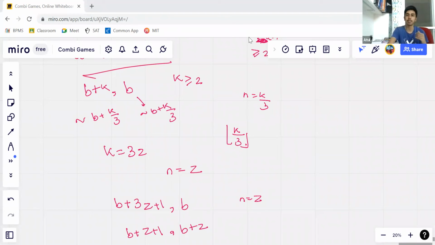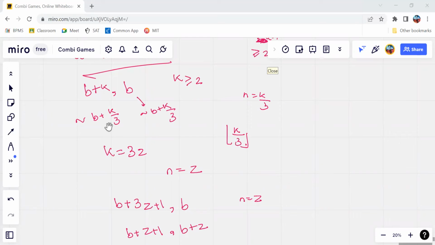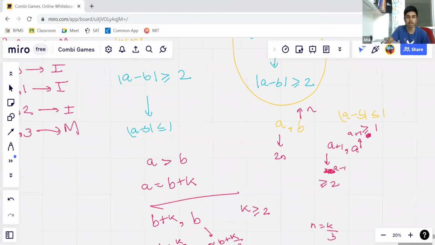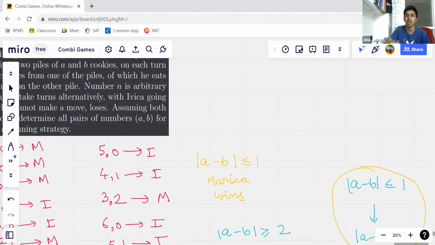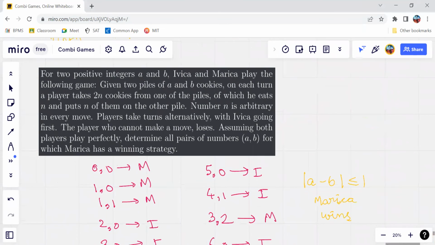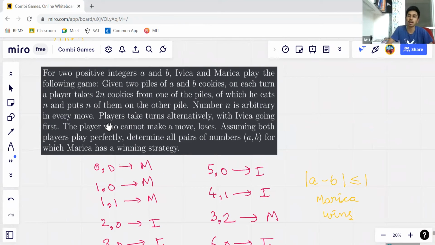But if the difference to start off with was at least 2, then vice versa. The first player can get it to at most 1, and hence the first player will win. The problem asked when Marika, the second player, has a winning strategy. So the answer is all a minus b which differ by at most 1. Does everyone understand?